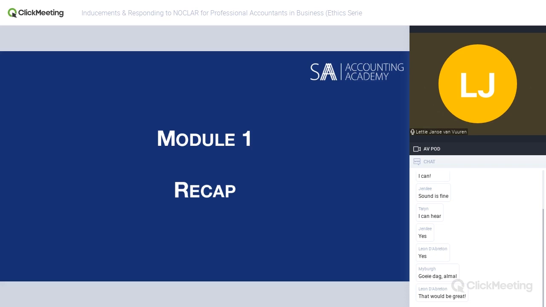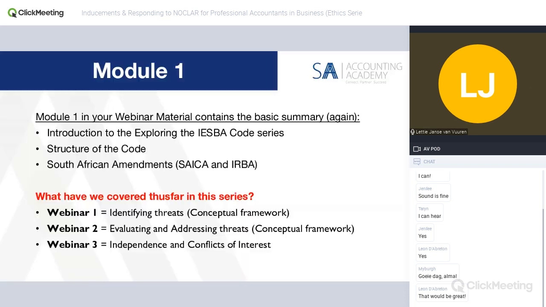Right, let's go and start with module 1. Module 1 in our webinar contains our basic summary, where we are looking with an introduction. There's the structure of the code, and then we've got the South African amendments. Right, so let's just quickly go and have a look.